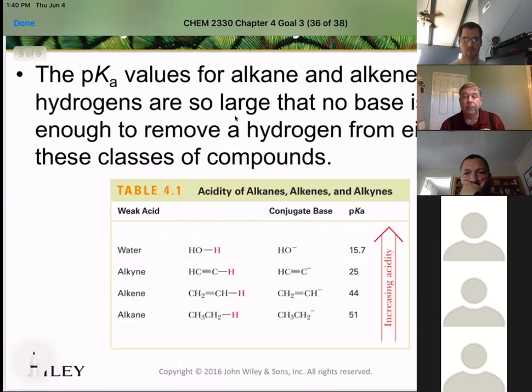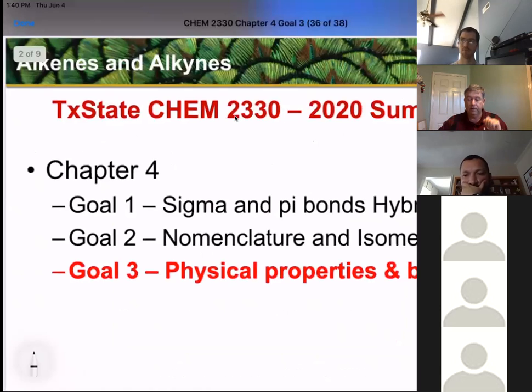Okay, so as we add new functional groups, we're going to look at the pKa and the relative values. Our sp3 hybridized hydrogen has the lowest acidity with the highest pKa value of 51. Alkenes are a little bit below that at 44, and the alkynes are our most acidic hydrocarbon at a pKa of 25. All right, that is goal number 3, which is the physical properties and the types of bonding it does, okay?